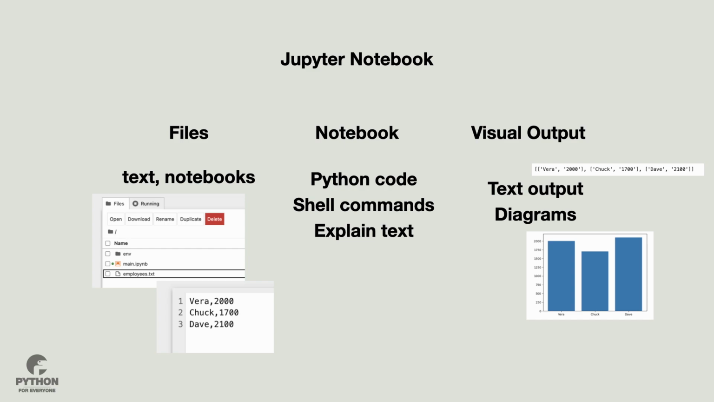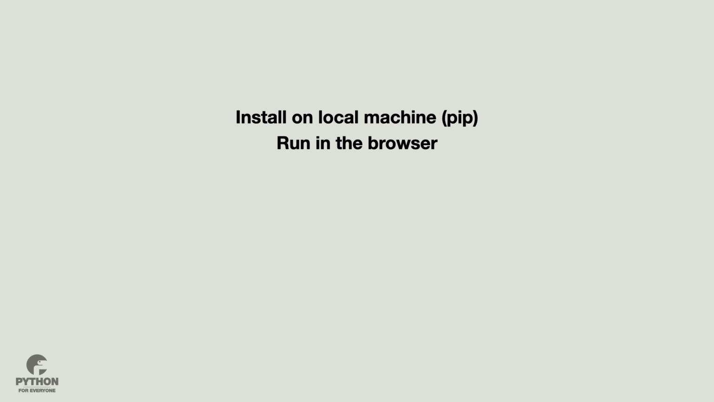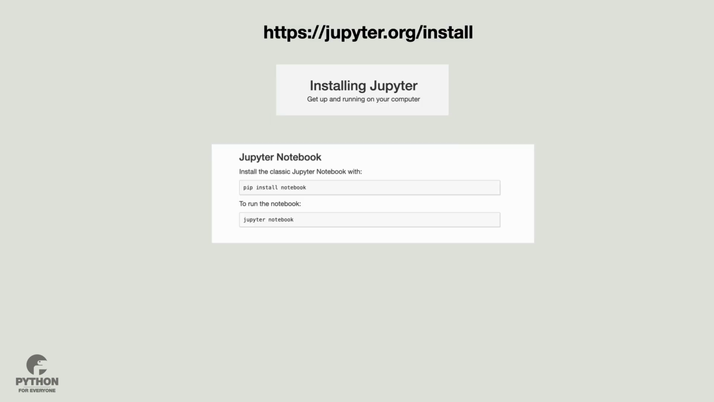Yes, I will. We have two options. We can run it on a local machine, or we can run it directly in the browser. I'm going to install it on my local machine in this example. If you go to jupyter.org/install, you see the instructions. You just do a pip install notebook and then run the notebook like this. So let me show you.